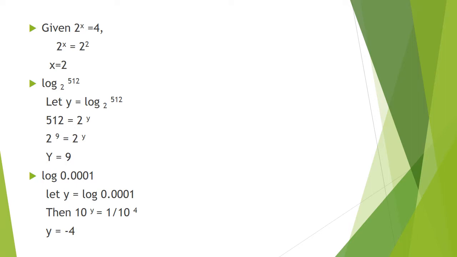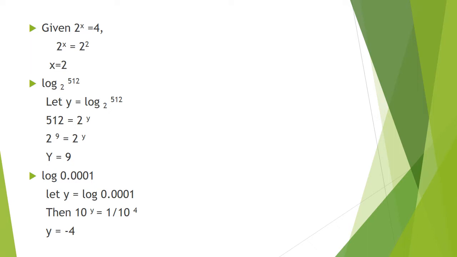Next, log with the base of 2 of 512. Let's convert it into an equation to solve it. So let y is equal to log base 2 of 512. Now, what power of 2 would be equal to 512? We have to assess it. You can do that through trial and error, and if you have a calculator, that will be easy for you. So we find out that 2 raised to power 9 gives you 512. So 9 is the answer to the equation here.